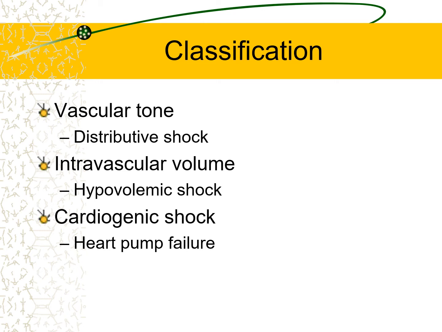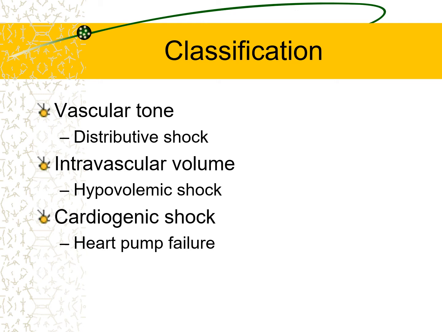The first one is septic. The next is anaphylactic, and the third is neurogenic. So for your purposes and doing well on exams, it would benefit you to memorize the 3 different types of distributive shock. And then we'll talk about distributive shocks, and you can understand that that applies to all 3 of those types: septic, anaphylactic, and neurogenic.